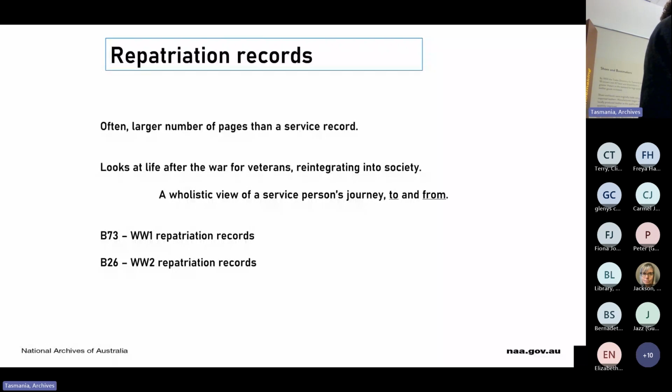Often, there are a great number of pages in these records, and sometimes there are a number of records relating to the one individual. Feedback from previous researchers is that the repat records allow their historical research to go full circle.